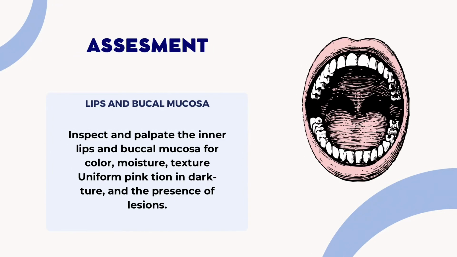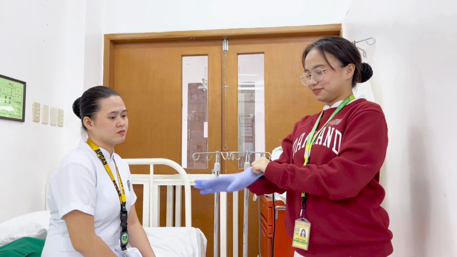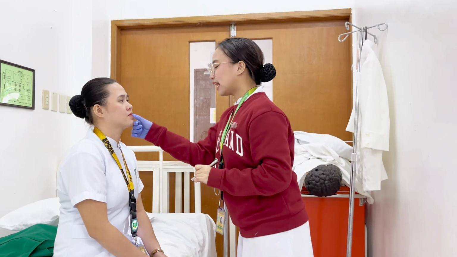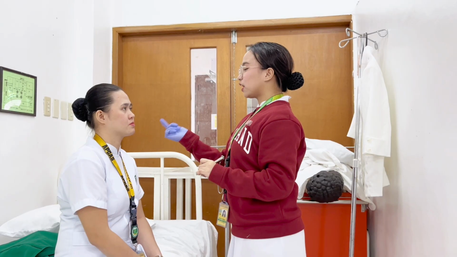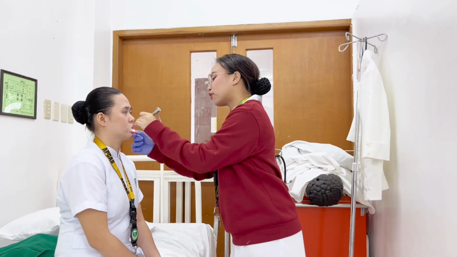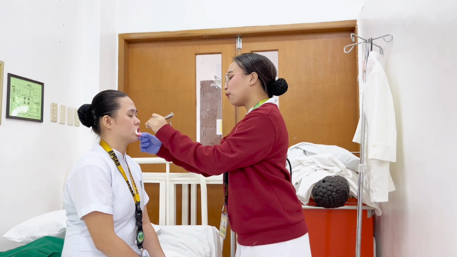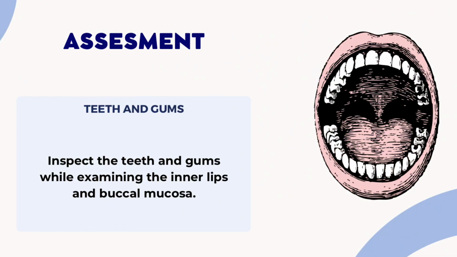Inspect and palpate the inner lips and buccal mucosa for color, moisture, texture, and uniform color. After applying clean gloves, ask the client to relax the mouth for better visualization. Grasp the lips on each side between the thumb and index finger. Pull the lip outward and away from the teeth. Inspect the teeth and gums while examining the inner lips and buccal mucosa.